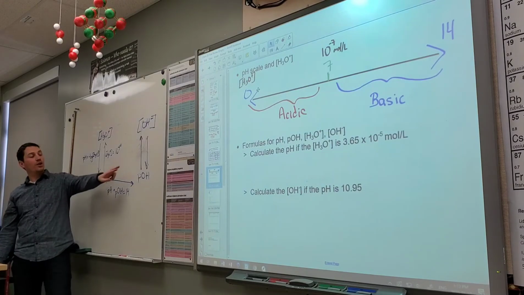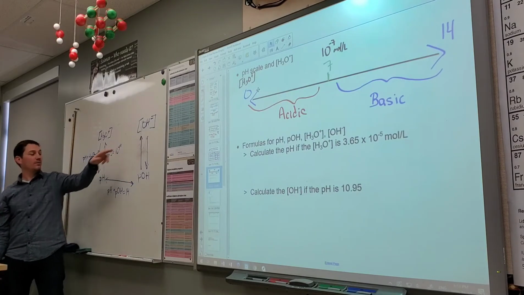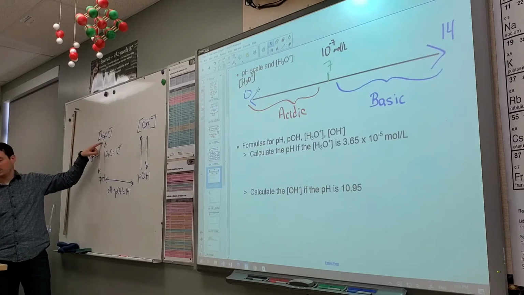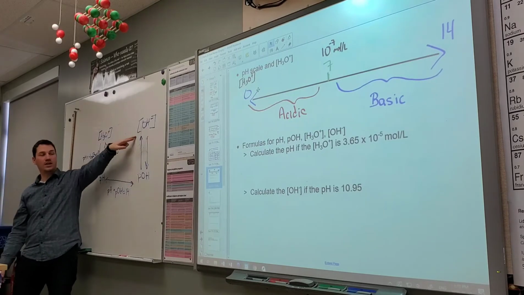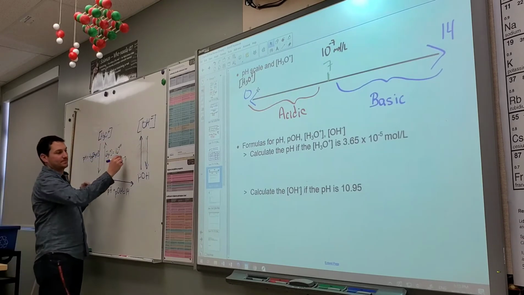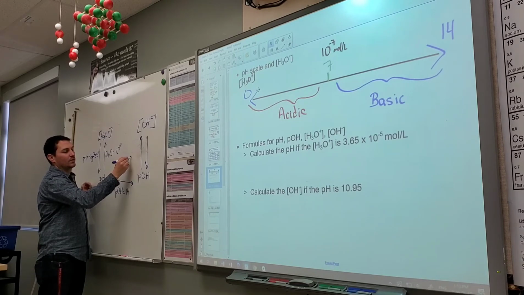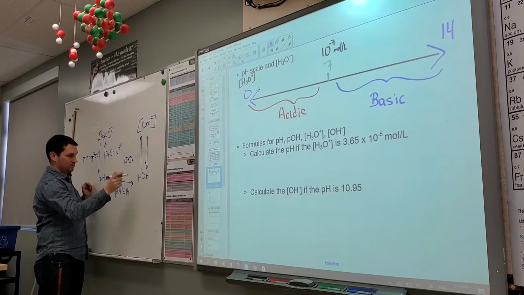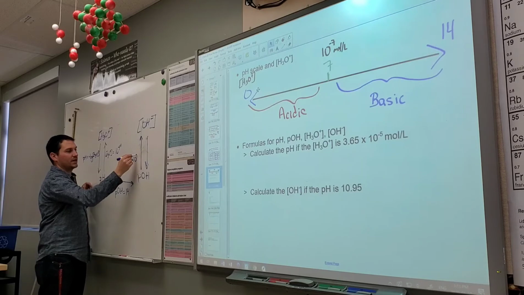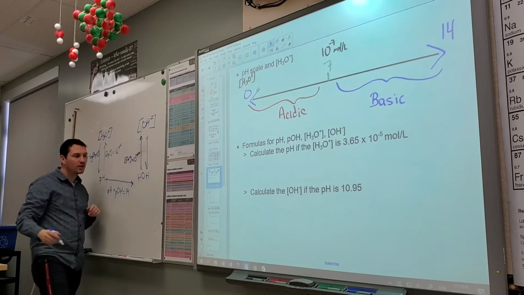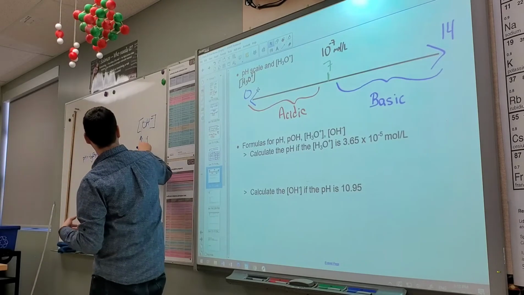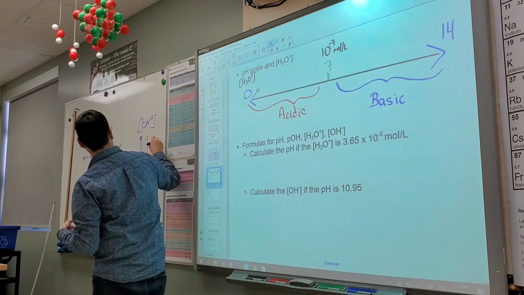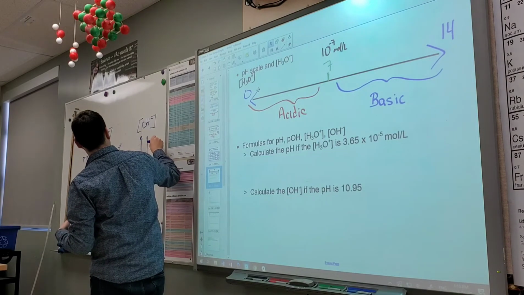Okay, so if I want to go from pOH to hydroxide, it's 10 to the negative pOH, and if I want to go down here, it's the negative log of the hydroxide concentration.